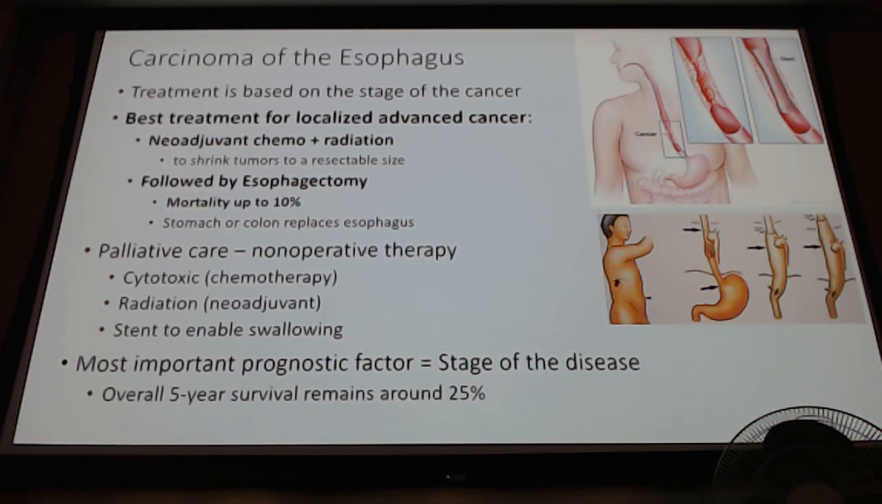If it's non-operative, we can do more palliative care therapy. We can still do chemotherapy, neoadjuvant radiation. We can put a stent over or through the tumor to try to open up that esophagus so that they can eat. Okay. Most important prognostic factor is basically the stage. Okay. 5-year survival rate remains around 25%. The earlier we find it, the better it is. But unfortunately, since most of the time patients don't come to see us until it's late in the game, the survival rate is just not great.